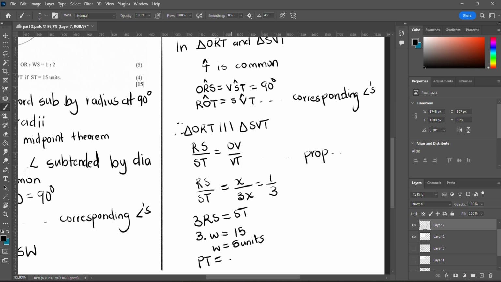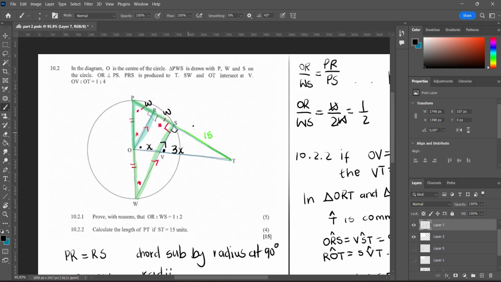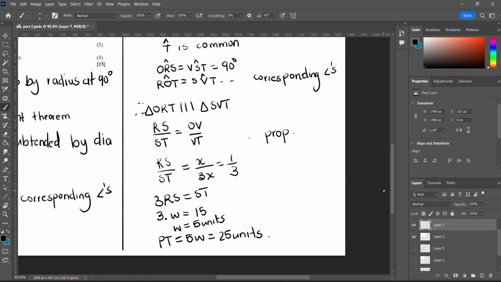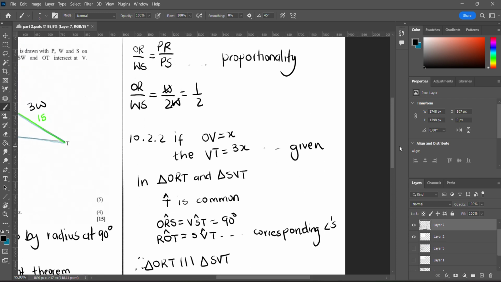PT equals how many units? This is 3W. So PT would be equal to 5 W's, which is 5 times 5, which equals 25 units. And you get your 4 marks. That is a lot. But it is very nice how you solve it.